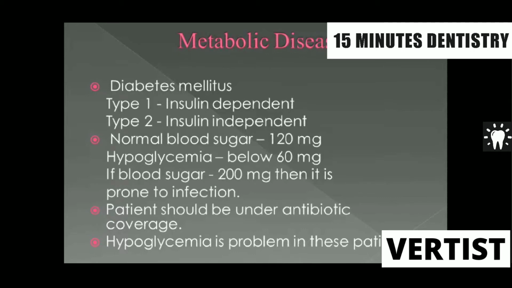The problem here is that insulin dependent patients are at a slightly higher risk of developing infection as well as hypoglycemia when you are managing them. So when a patient with a history of diabetes enters your clinic, the first thing is to check whether it is insulin dependent or non-insulin dependent, and then check the patient's blood sugar level. A simple random blood sugar level should be checked. It could be 120 milligram or 140 also. There is no fixed range.